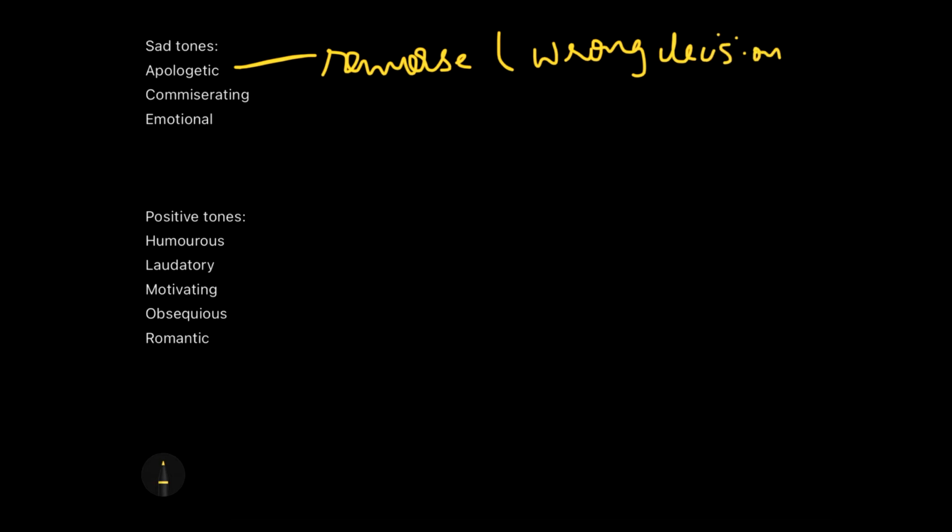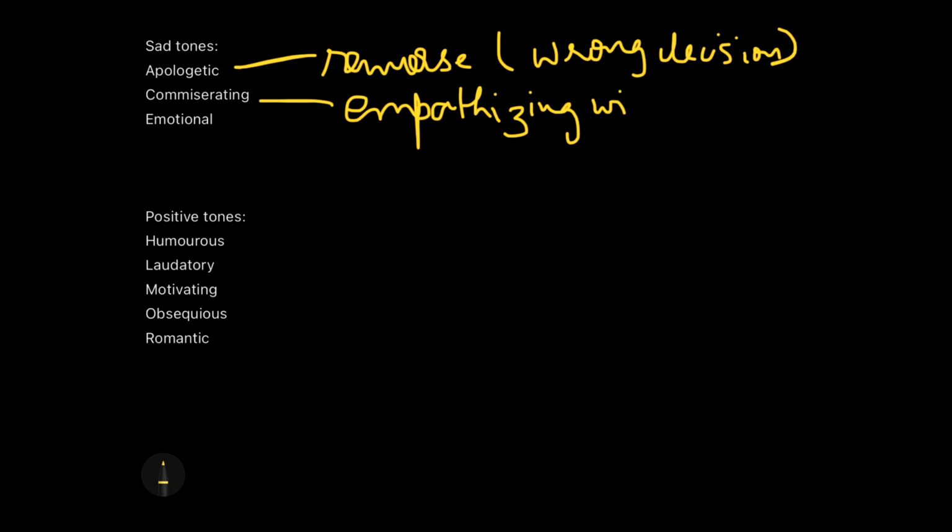Example, okay, if he's talking about the wrong decisions of his life, you can call that passage an apologetic passage. Then comes the next word, which is commiserating. Commiserating is a term where you are again feeling or expressing your sorrow, but generally this is more of empathizing in nature. Okay, so just to write the keyword for you, you should remember that this is related to empathizing.